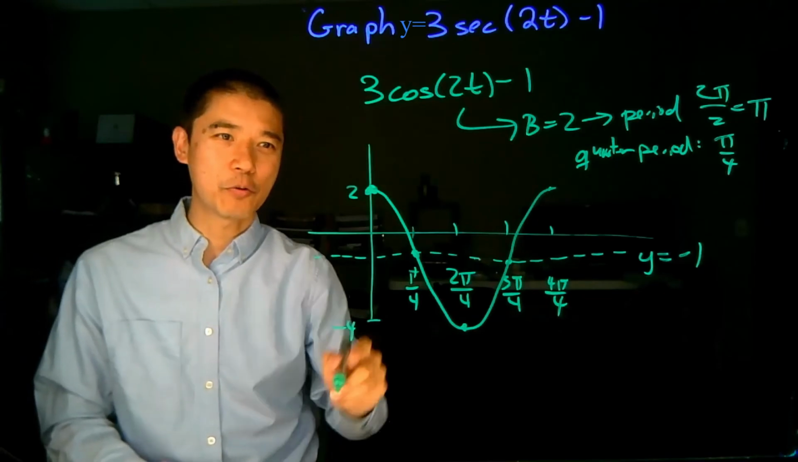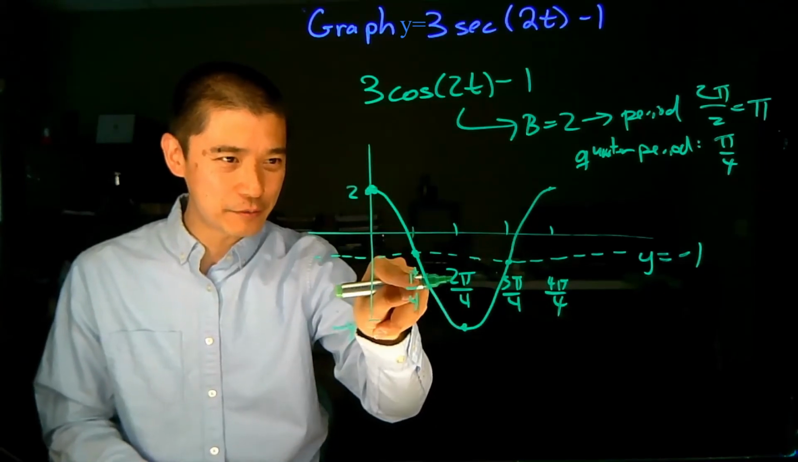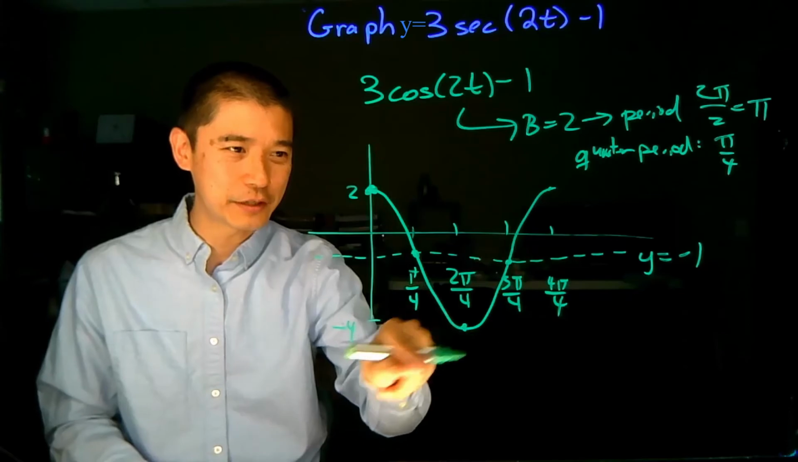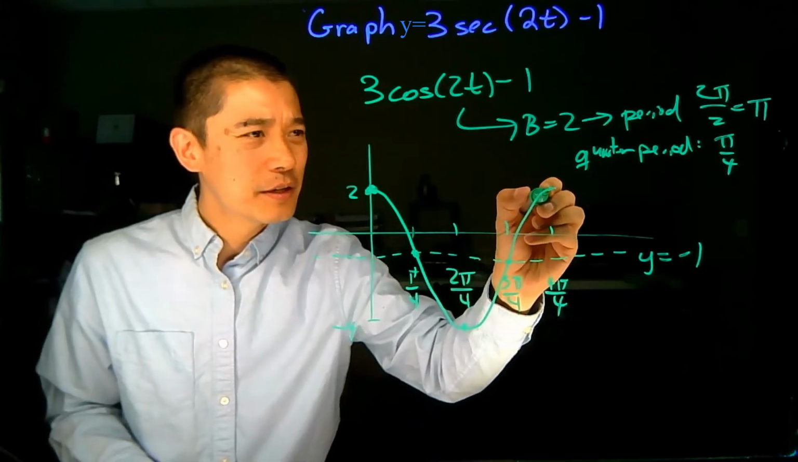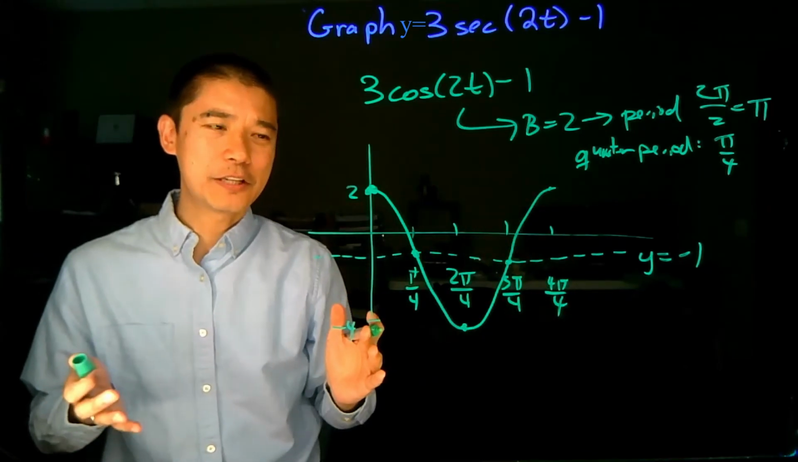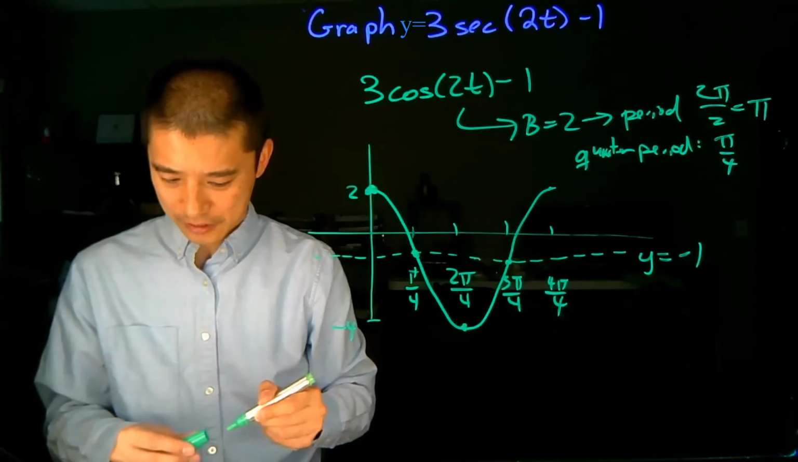And we could actually get the coordinates of this. This is the point 0, 2. This is pi over 4, negative 1. This is 2 pi over 4, negative 4, and so on. So now what we need to do is turn this into a graph of the secant function. How are we going to do that?